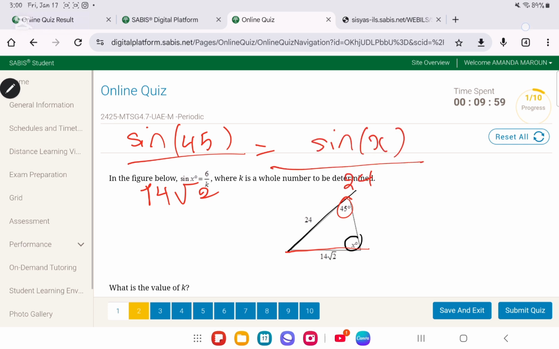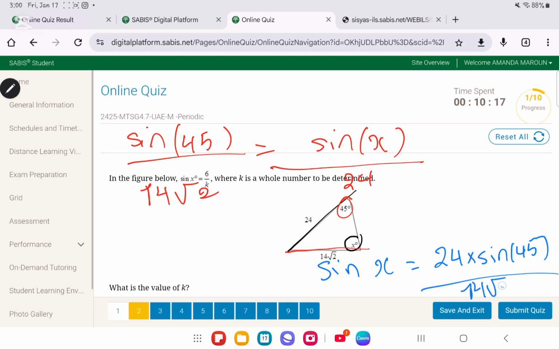which is then 24. So now we can do cross multiplication, or we can make sine x the subject of our equation, and then we are going to get that 24 times sine 45 divided by 14 radical 2 is going to be equal to sine x.